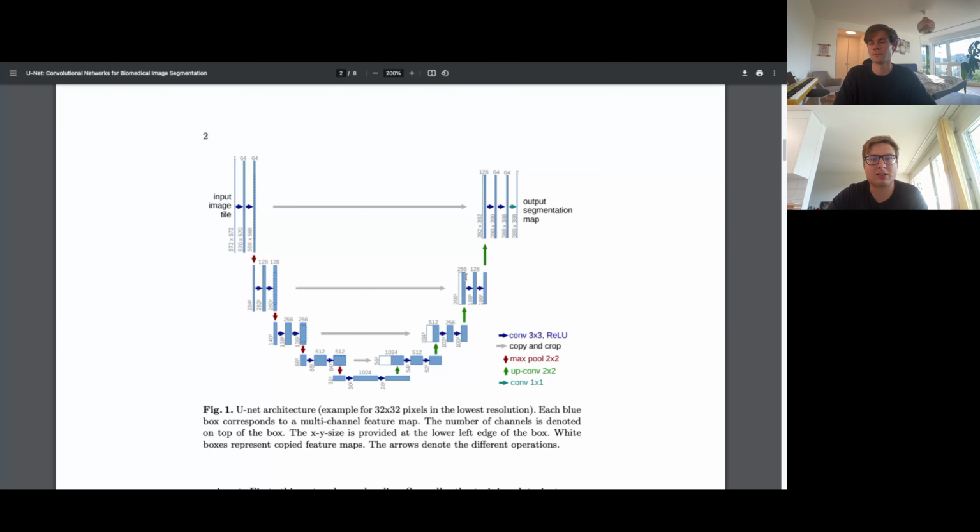And then the output, in this case, would be 2 channels, kind of the flow direction in the X and Y direction, so in pixels. So that is kind of the input and output.